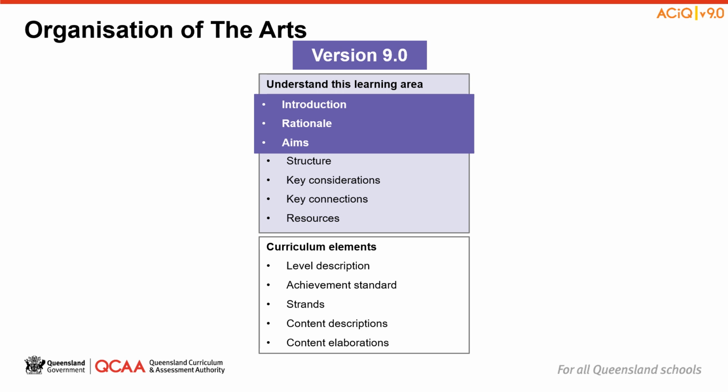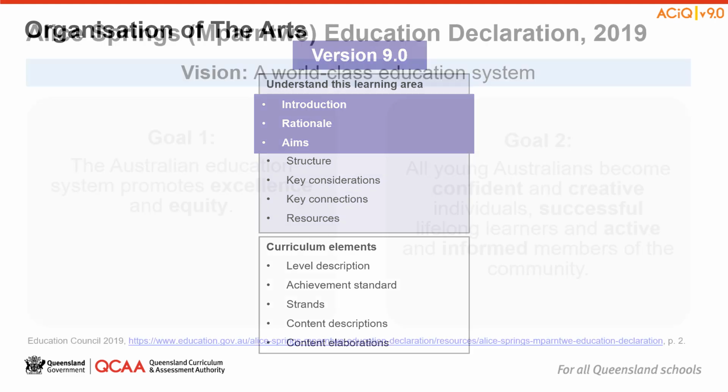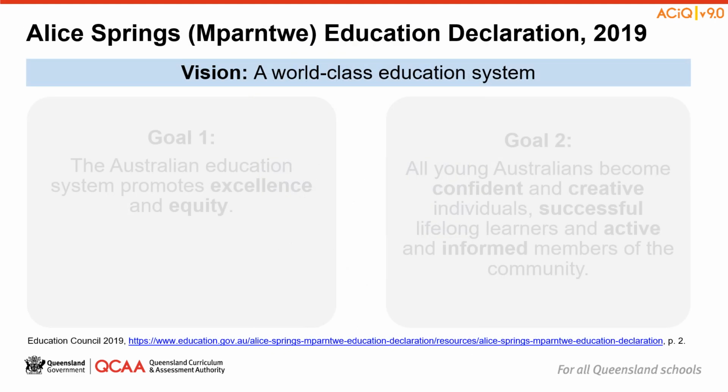The rationale and aims then capture why we teach the arts and reflect the vision and goals for education in Australia. In doing this, it's important to consider the relationship of the rationale and aims to the goals of education in Australia, as expressed in the Alice Springs Mbarntwe Education Declaration 2019. The vision is for a world-class education system that encourages and supports every student to be the very best they can be, no matter where they live or what kind of learning challenges they may face.